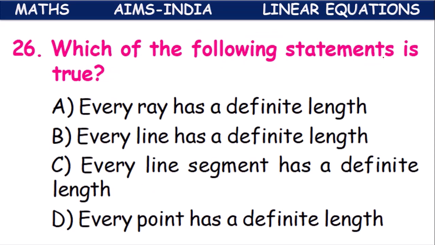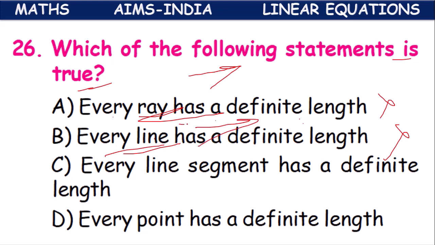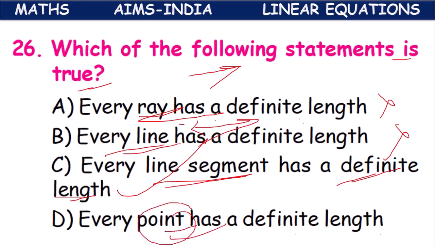Which of the following statements is true? Every ray has a definite length. Wrong, because a ray will extend in one direction. No definite length. Every line has a definite length. Wrong, it can be extended in both directions. Every line segment has a definite length. Correct, because it will have two endpoints. Every point has a definite length. No, because a point won't contain any length. It just says the location. So answer option C is correct.